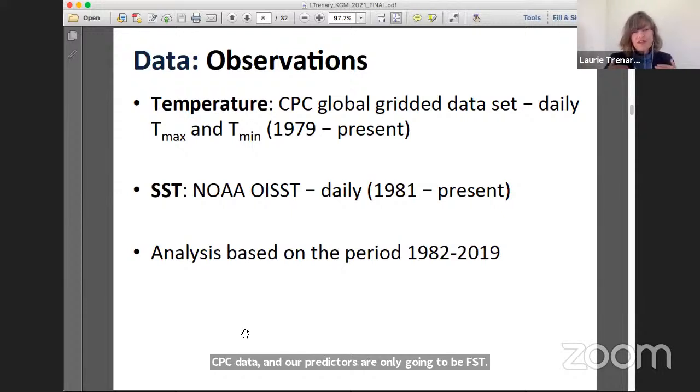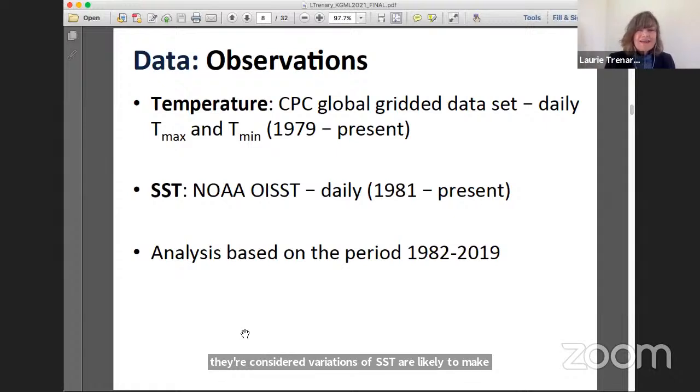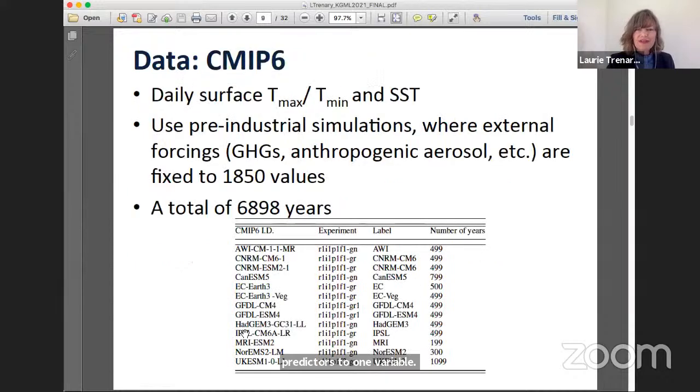We're limiting our predictors to SST because variations in SST are likely to make a big contribution to predictability in our target region. And it's easier to understand if we isolate our predictors to one variable. We're only analyzing the period 1982 to 2019.